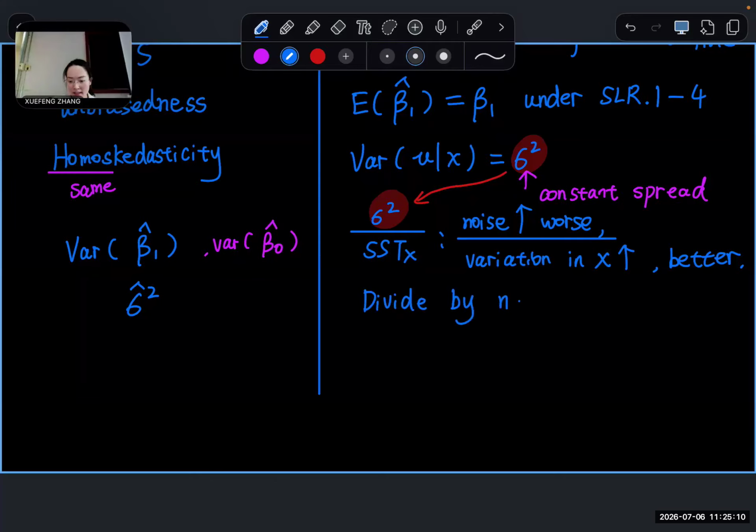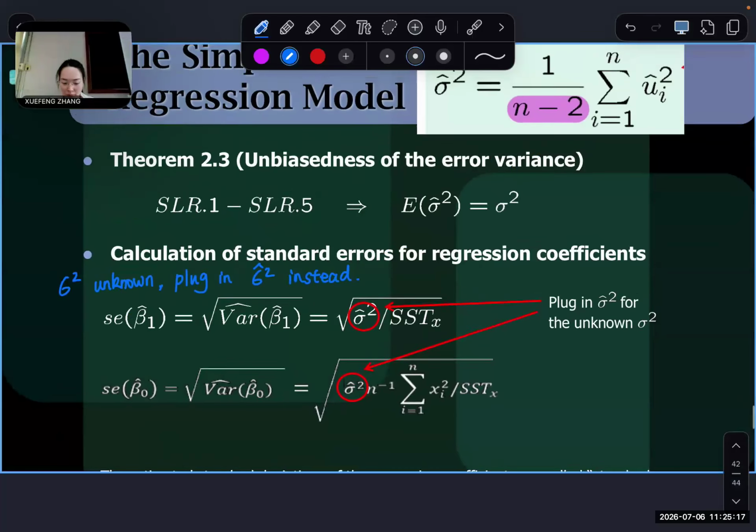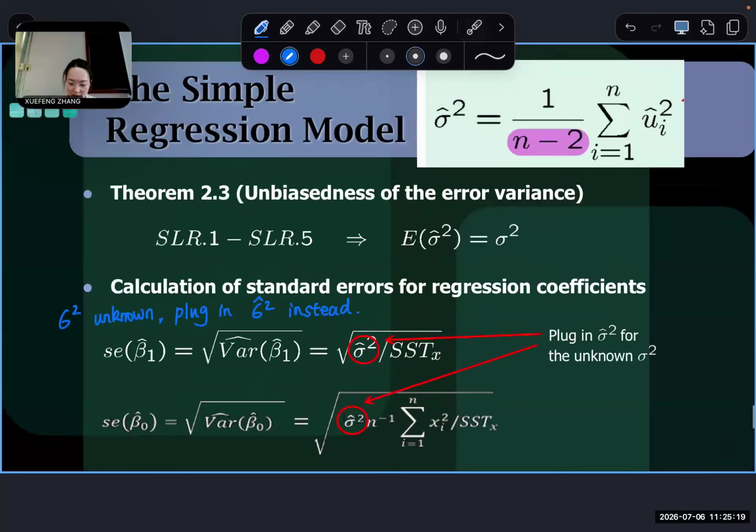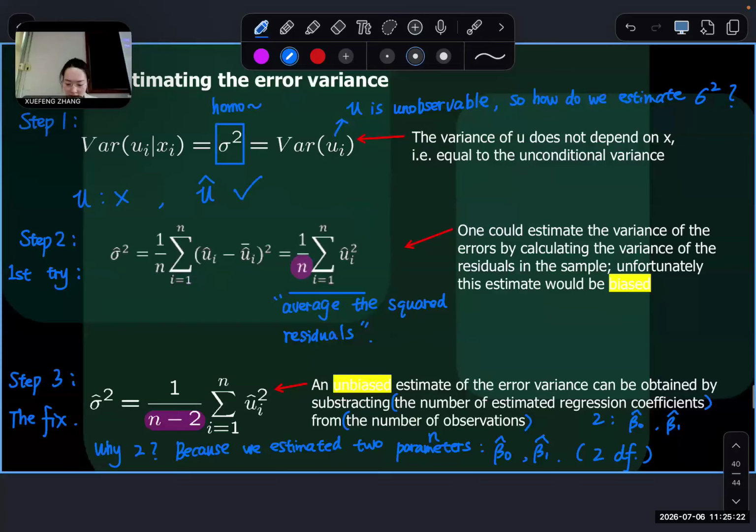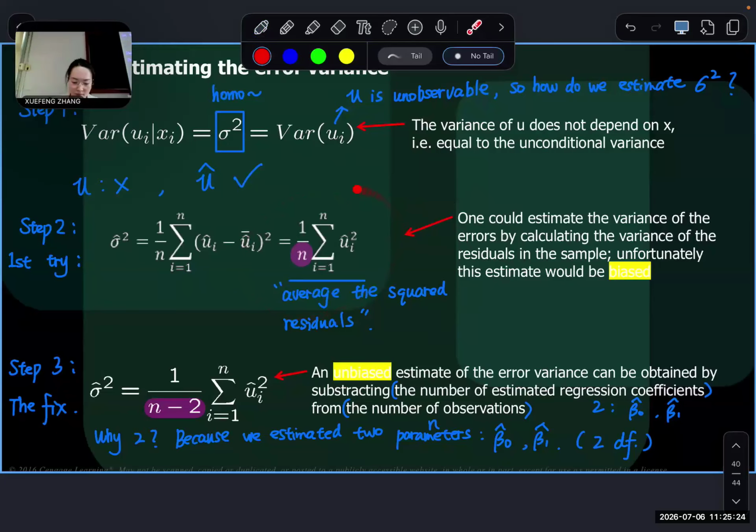Why don't we just divide it by n? Instead, we divide it by n minus 2. I showed you here. Here is the SSR, the summation of squared residual, right? We use SSR divided by n. This is the first try.